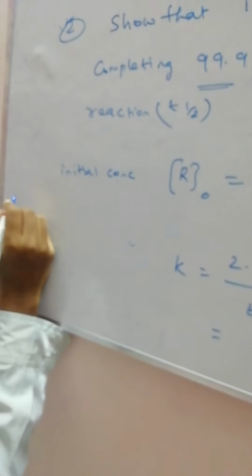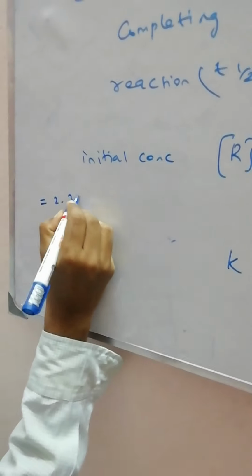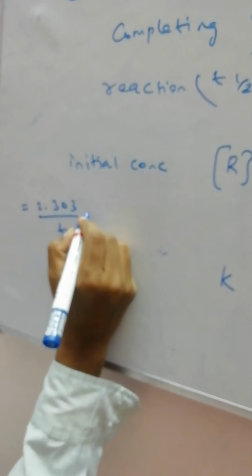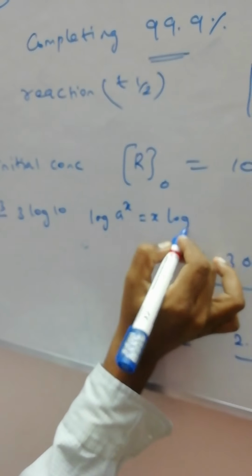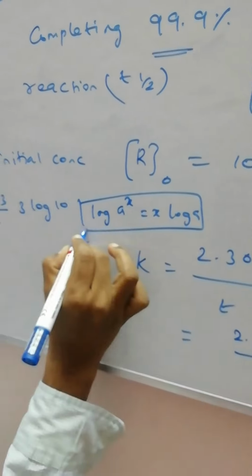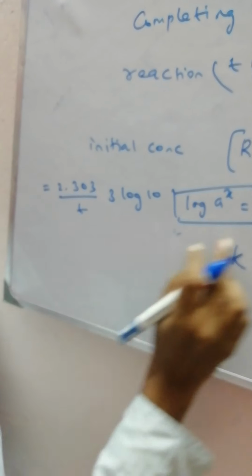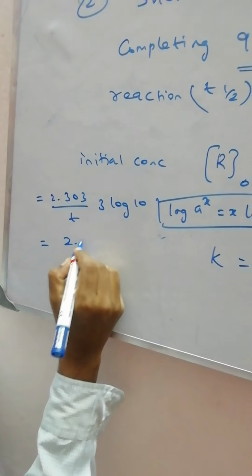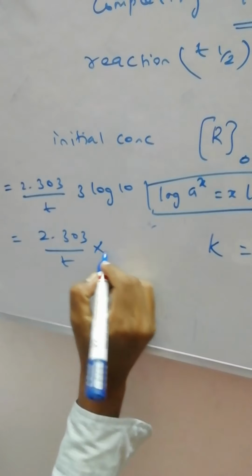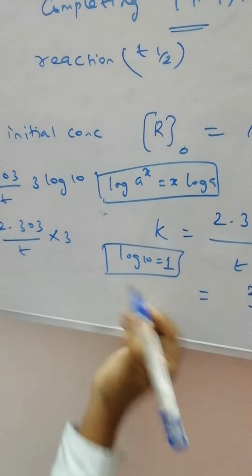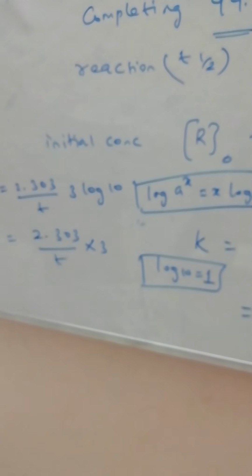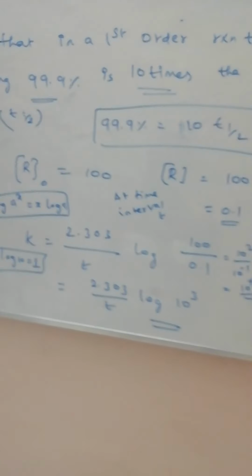Is equal to next, 2.303 by T into 3 log 10, because log a power x equals x log a. Already I have explained the logarithmic formula; it is present in the textbook. So 2.303 by T into 3, because log 10 equals 1. We already completed this in the first problem, the same type of problem.